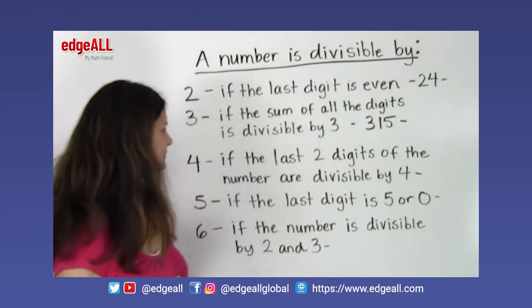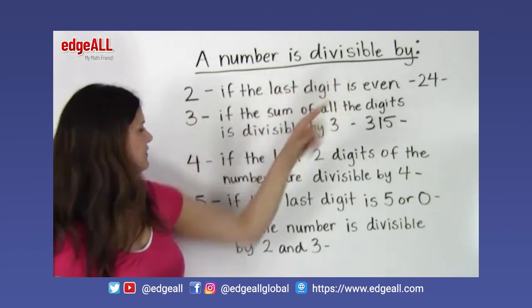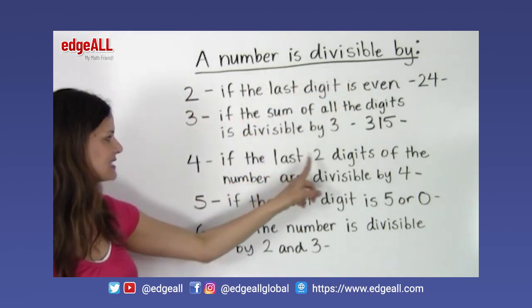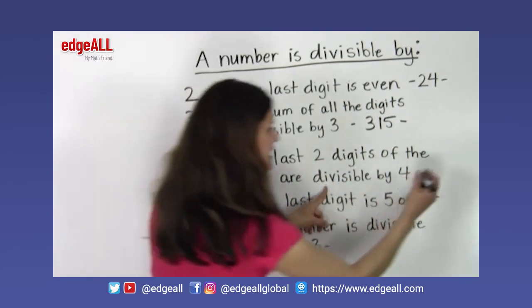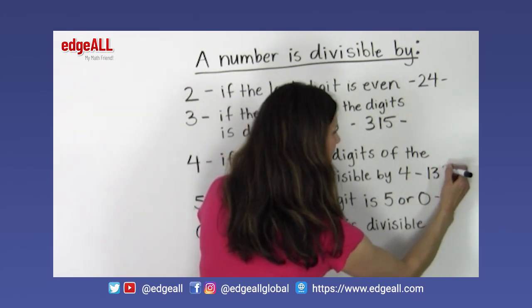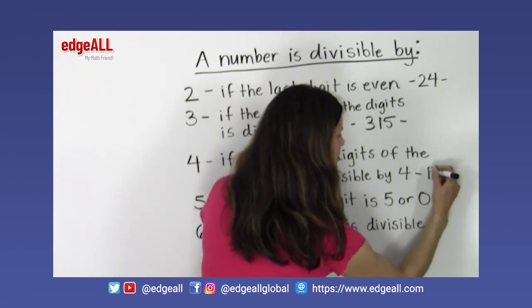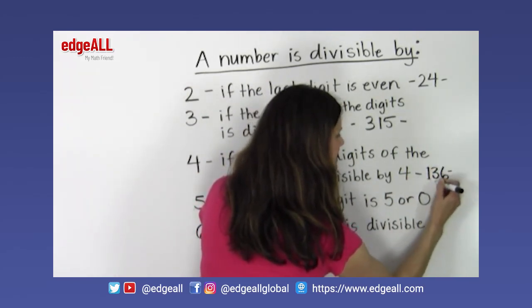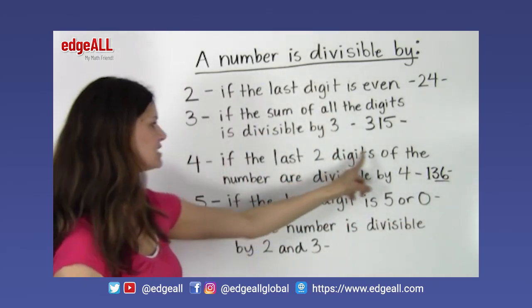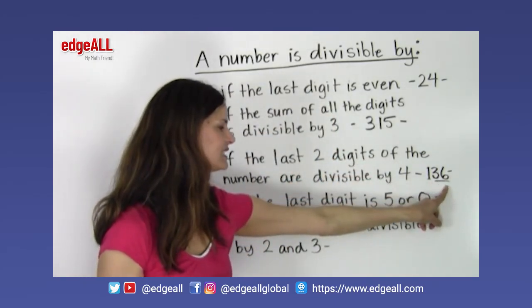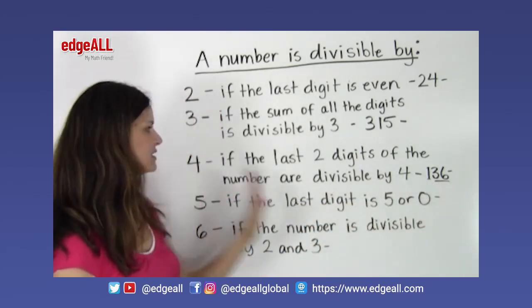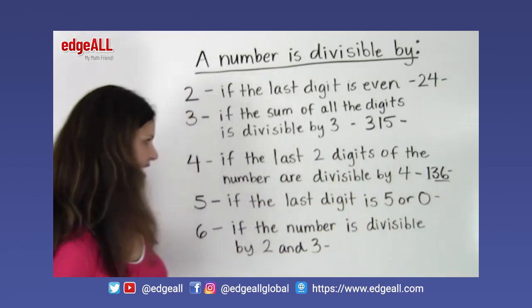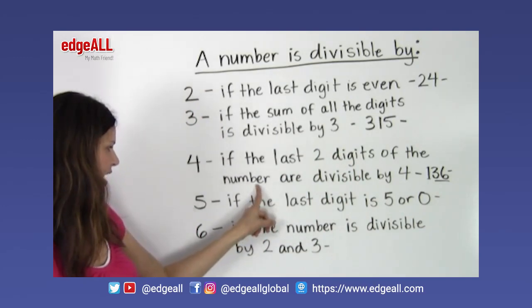A number is divisible by 4 if the last 2 digits of the number are divisible by 4. So a number like 136 would be a good example of this. The last 2 digits are 36, and 36 is divisible by 4. So we know that 136 is divisible by 4 as well.